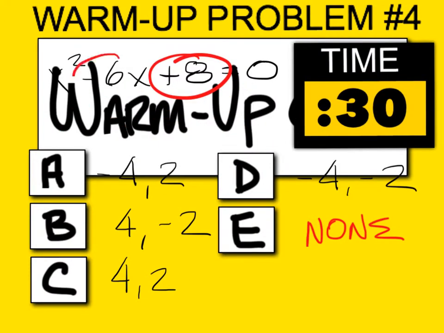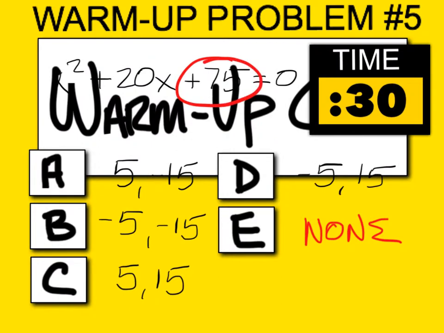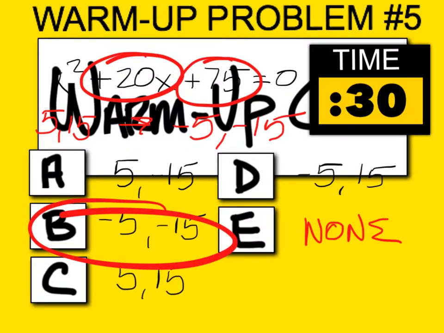Multiply to get 8, add to get a negative 6. That would be negative 4, negative 2. But change those to 4, 2 to get your solution. C. Multiply to get 75, add to get 20. That's 5 and 15. Change them to get negative 5, negative 15, which would be B.